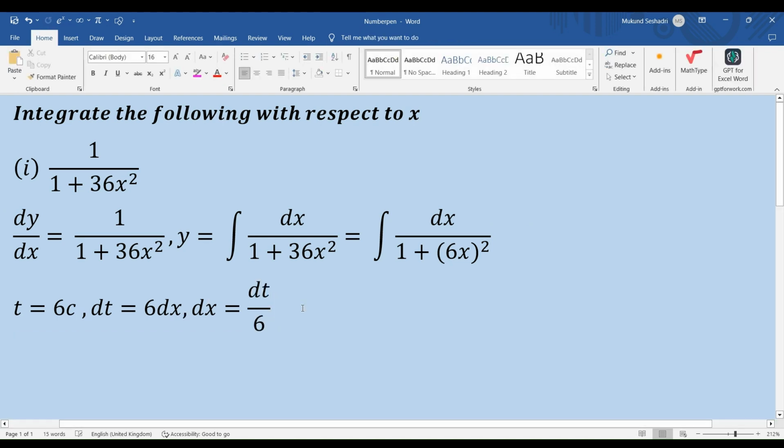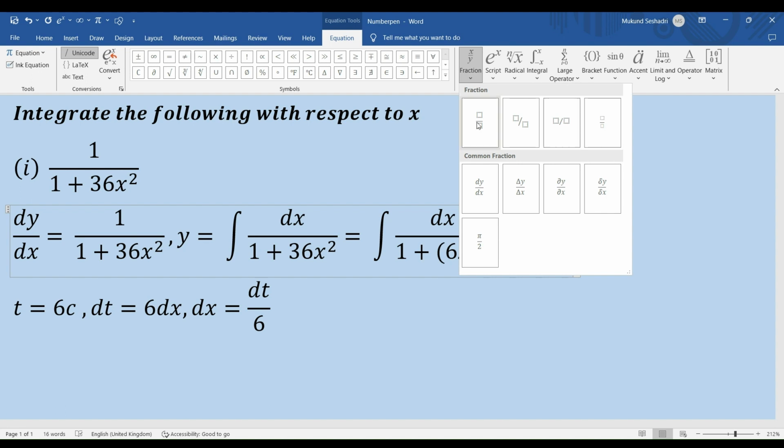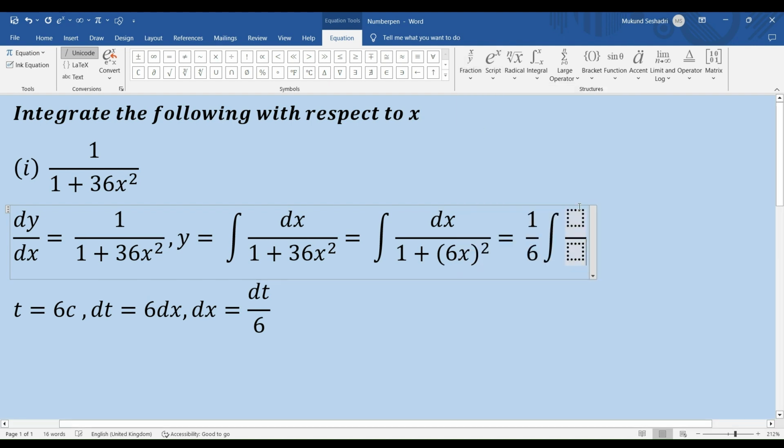So therefore, I have my dx in terms of dt. I go back to my y and I write my expression y using the integral symbol, but this time I write it with respect to t, right? So 1 by 6 I pull out and I have dt by 1 plus t square, right?